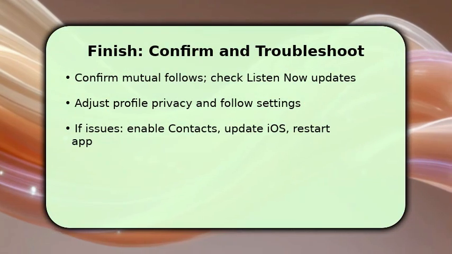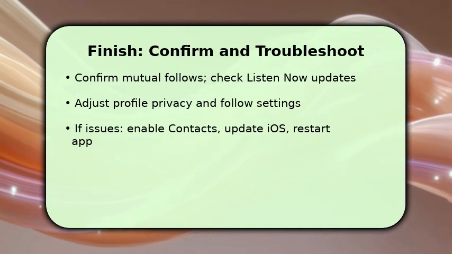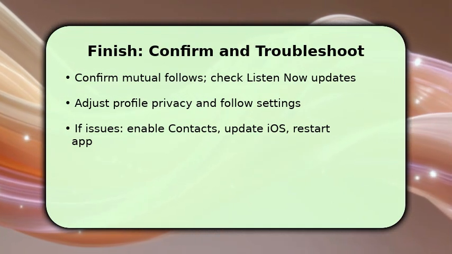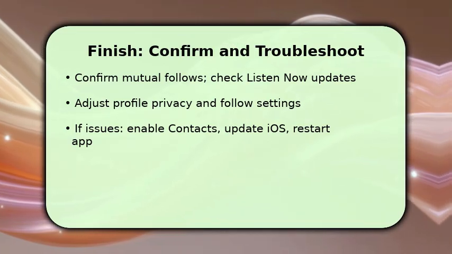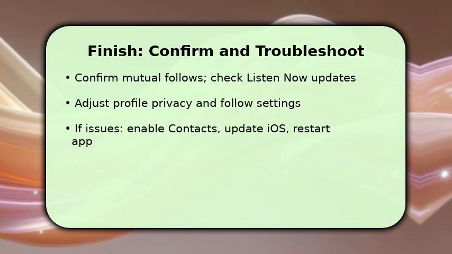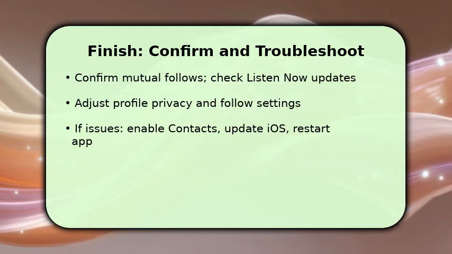You finish by confirming mutual follows and refreshing Listen Now so shared playlists and activity appear. Make sure you and your friend both follow each other. Then review profile privacy and follow settings to allow sharing of your activity.